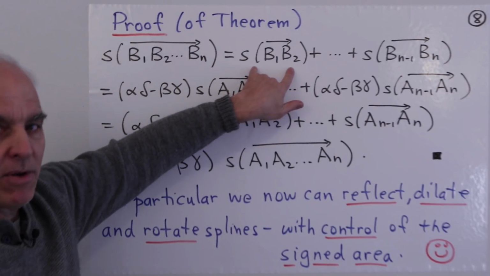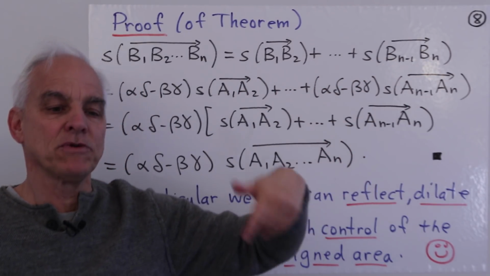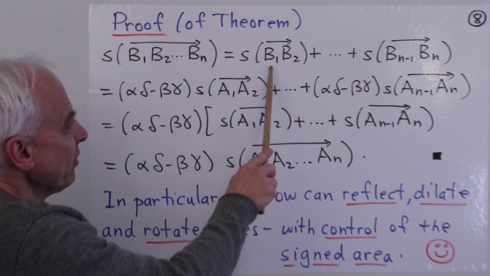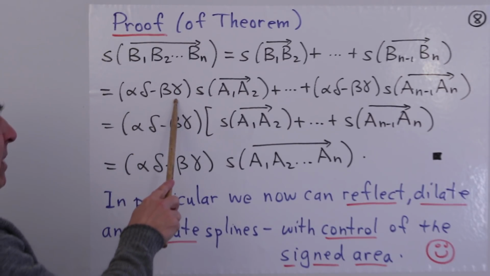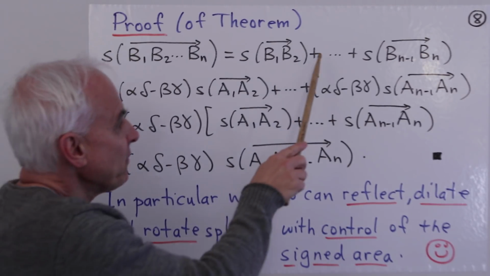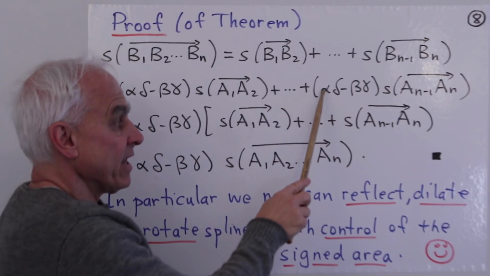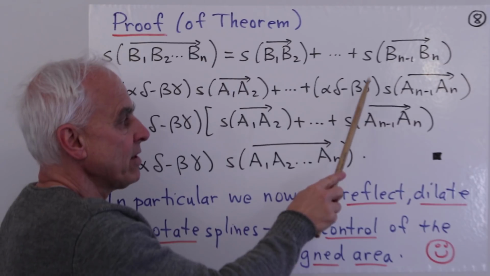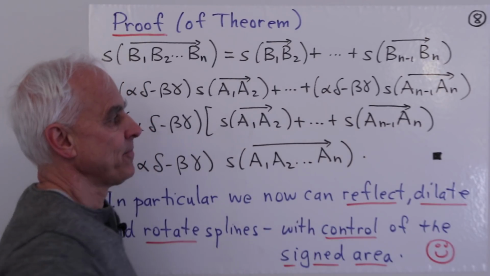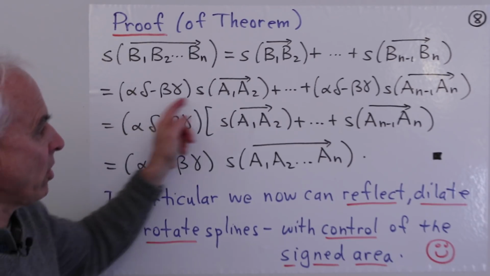Okay, now the lemma that we've just proven tells us how to express each one of these in terms of the corresponding original spline A1 through An. So the signed area of B1, B2 is alpha delta minus beta gamma times the signed area of A1, A2. And similarly for all of the intermediate terms, all the way up to this last one, which will be expressed as, again, the same factor, alpha delta minus beta gamma times the signed area of the spline An minus 1, An.